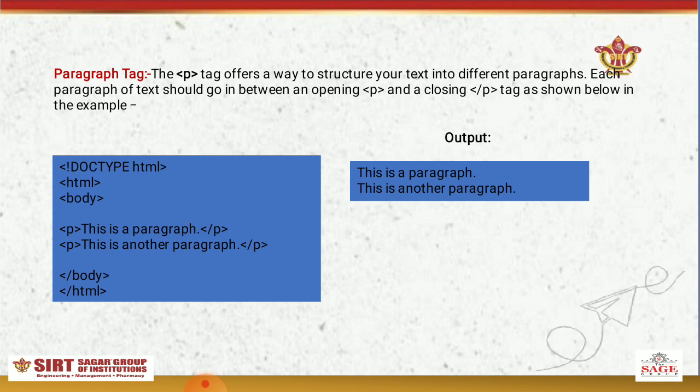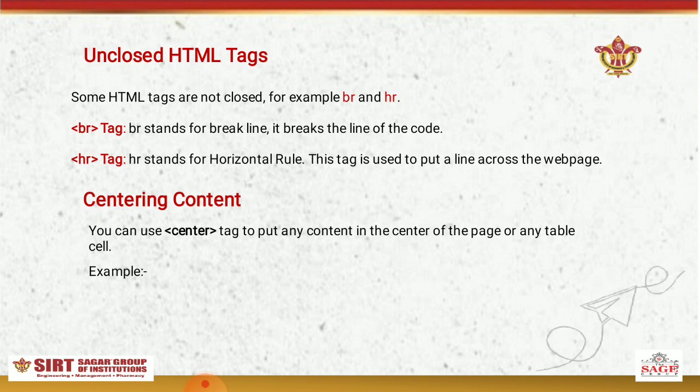This is our output. Now, unclosed HTML tags. Some HTML tags are not closed, for example BR and HR. BR stands for break line. It breaks the line of the code. Then HR stands for horizontal rule. This tag is used to put a line across the web page.